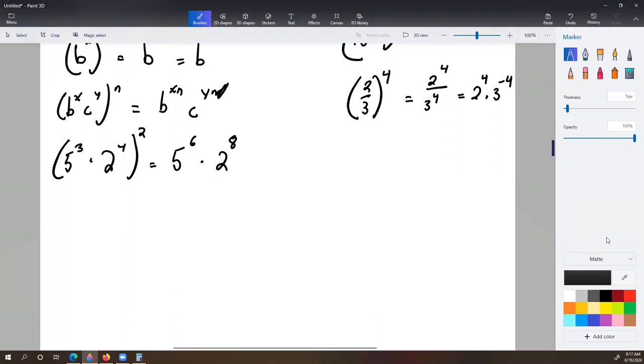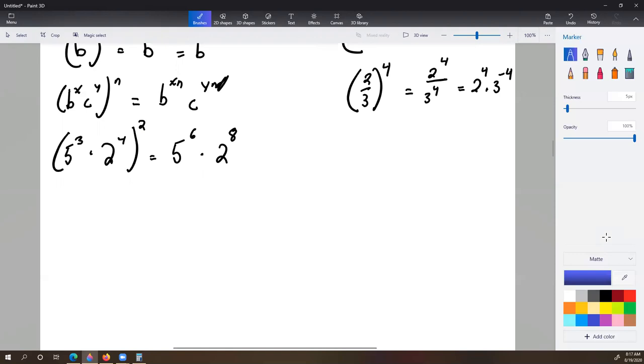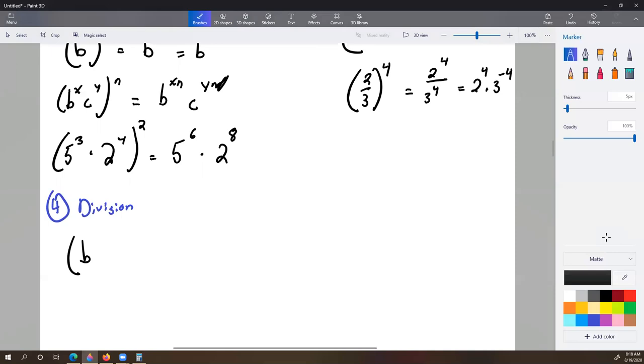Now, addition, subtraction, multiplication, feels like we're missing one. And we are. And that fourth one is division. Dividing exponents works just the same way, more or less, as multiplying. Basically the same thing. So if I had, let's take our generic setup we've been using, b to the x, and if I raise it to the 1 over nth power, that's just multiplication.